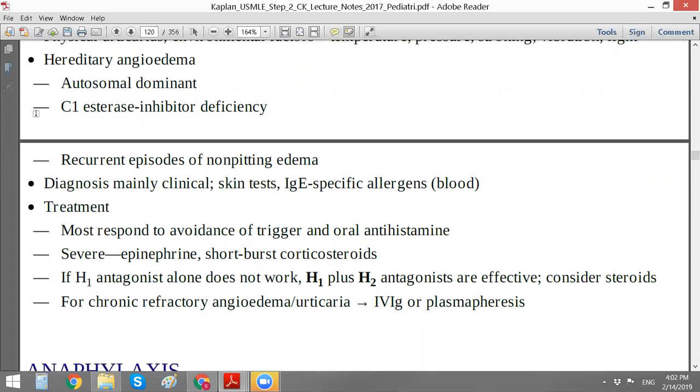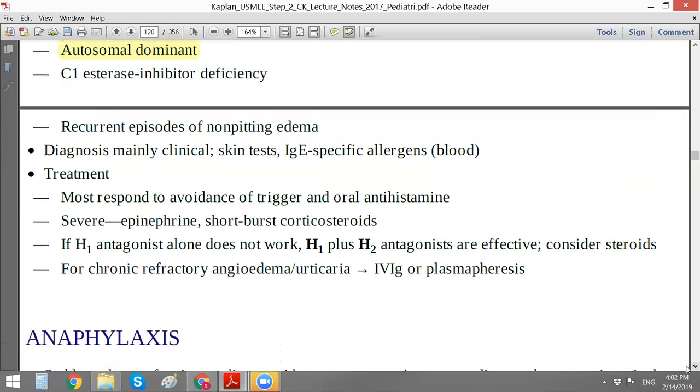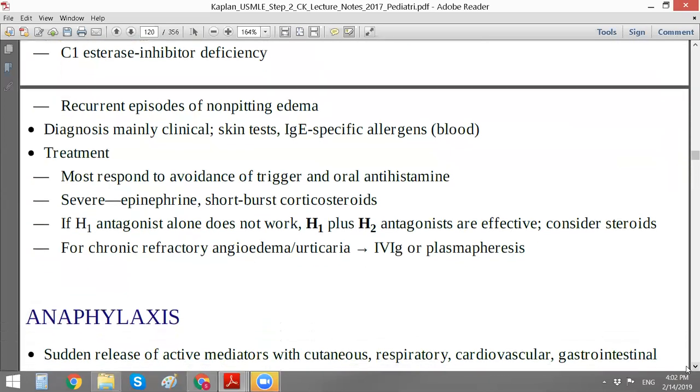Hereditary angioedema is important: C1 esterase inhibitor deficiency, autosomal dominant. It presents with recurrent episodes of non-pitting edema, and diagnosis may be clinical, with skin tests and IgE to specific allergens. Most respond to avoiding the trigger and oral antihistamines. For severe cases, EpiPen. If an H1 antagonist does not work, H1 plus H2 are effective. For chronic refractory angioedema, consider IVIG, then plasmapheresis. We used this for hereditary C1 esterase inhibitor deficiency.